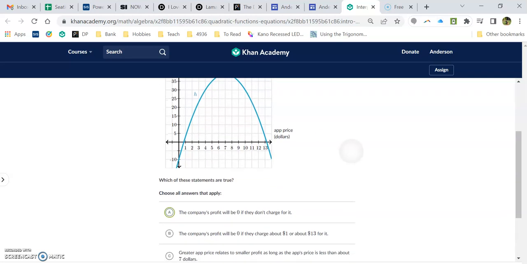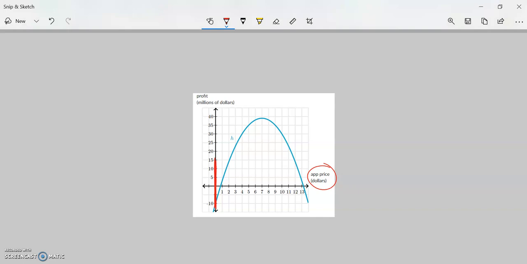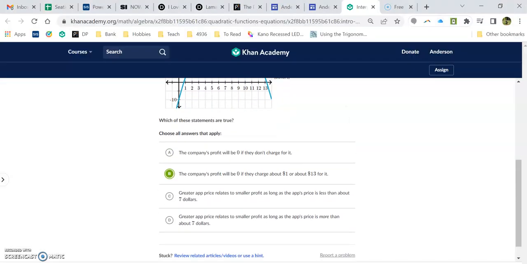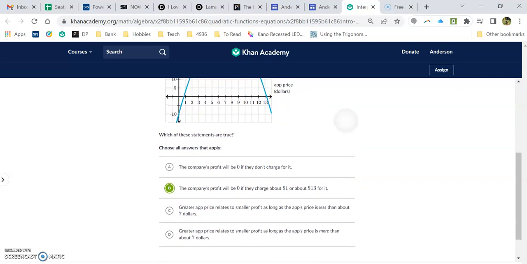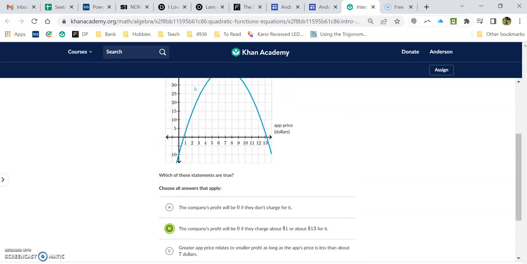The company's profit will be 0 if they charge about $1 or about $13 for it. So $1 is here and 13 is here, and that is about 0. Okay, we're approximating, so that statement is true. C and D. Greater app price relates to smaller profit as long as the app's price is less than about $7.